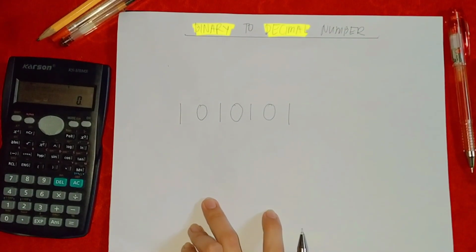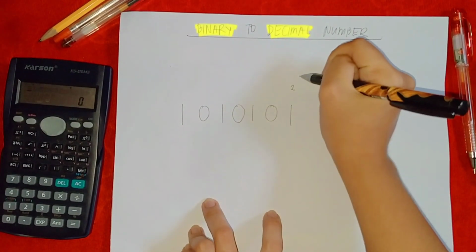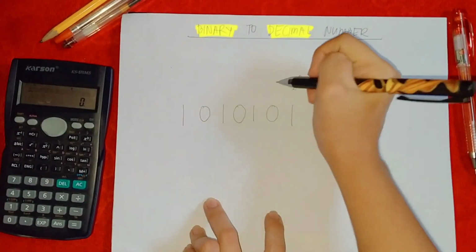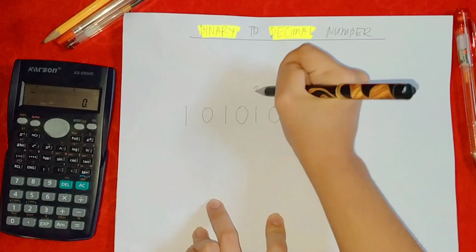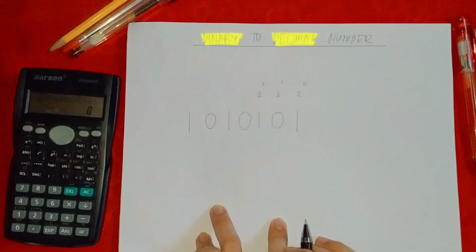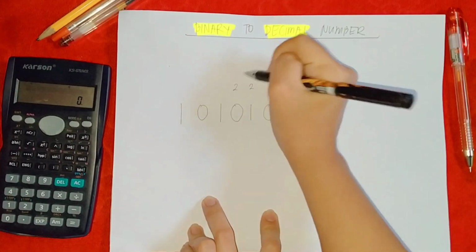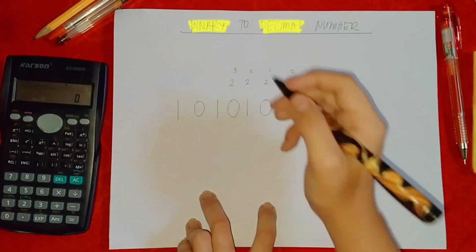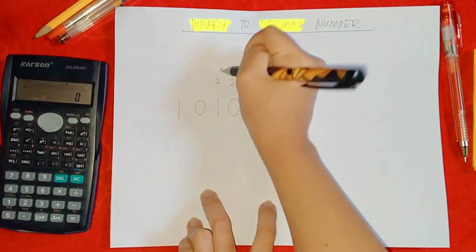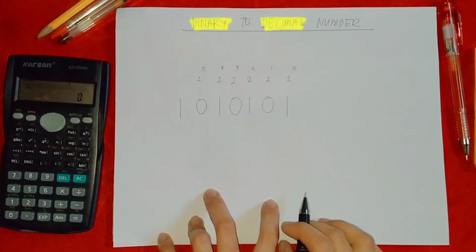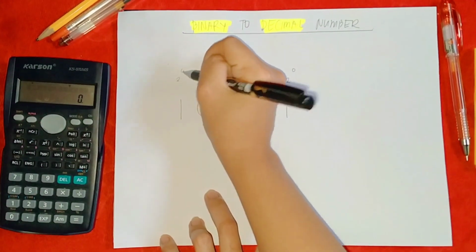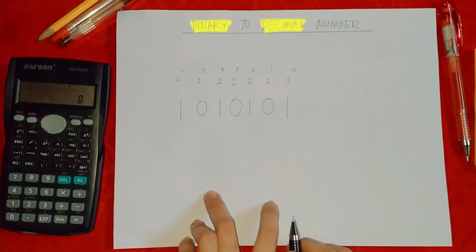So the first value is 2 to the 0 power. The second value would be 2 to the first power. The third value would be 2 to the second power, and 2 to the third power, 2 to the fourth power, 2 to the fifth power, and 2 to the sixth power. So what should we do?